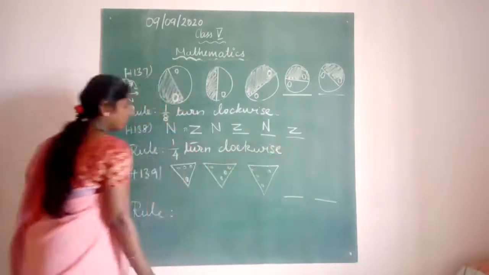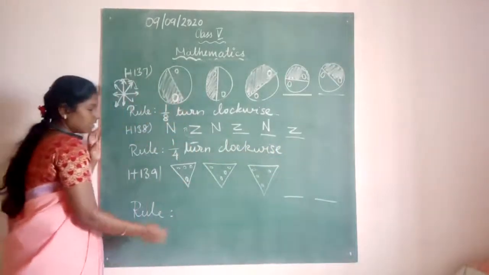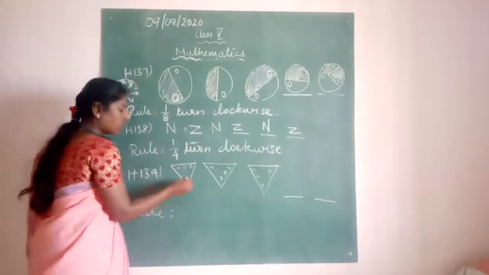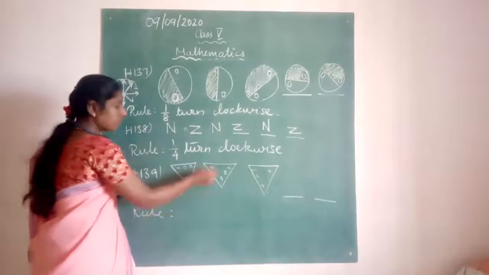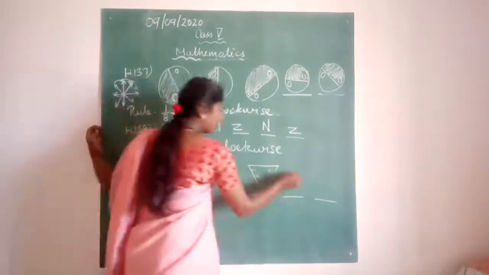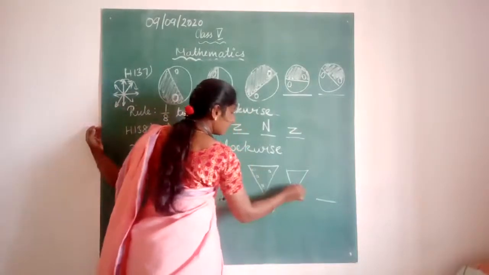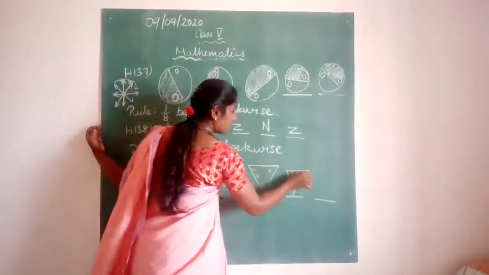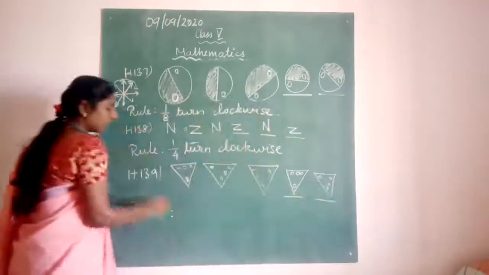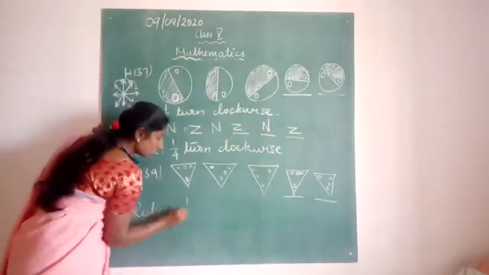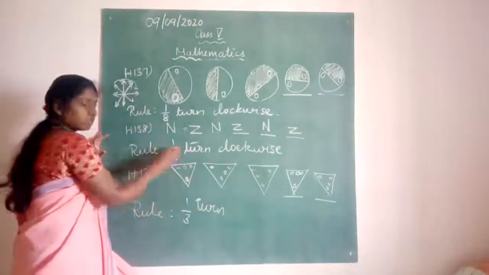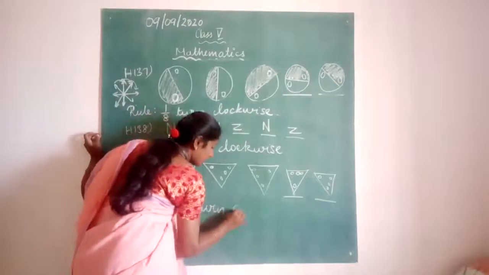Okay, next look at this. So here you have a single dot in the down direction, then you have it on the left, then you have it on the right. Okay, then what will be the next one? Again it will come to the down. Okay, then again it will go to the left. Okay, so only 3 sides are there, right? So it is known as a 1/3 turn. This is also in clockwise direction.